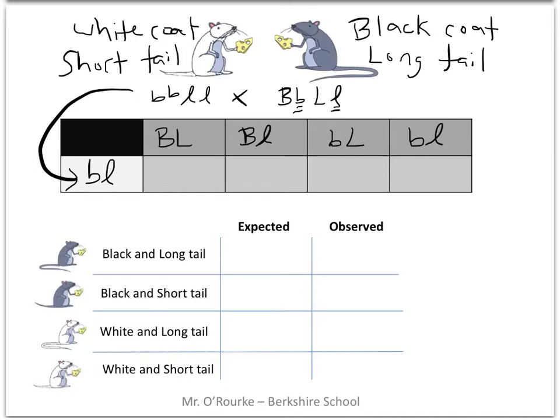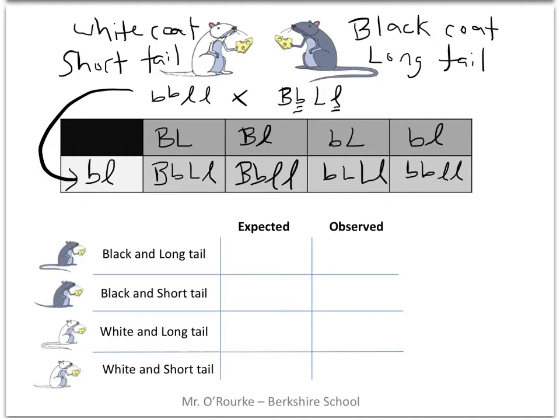When these gametes combine, we'd have our F1 genotypes. The offspring would look one of four unique ways. You could have an offspring that is heterozygous for both traits, you could have an offspring that is heterozygous for one trait but recessive for the other trait, or you can have an offspring that's recessive for both traits.